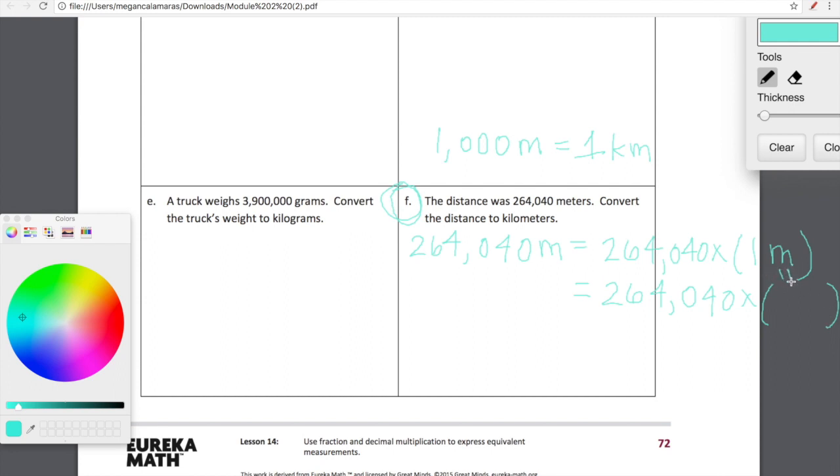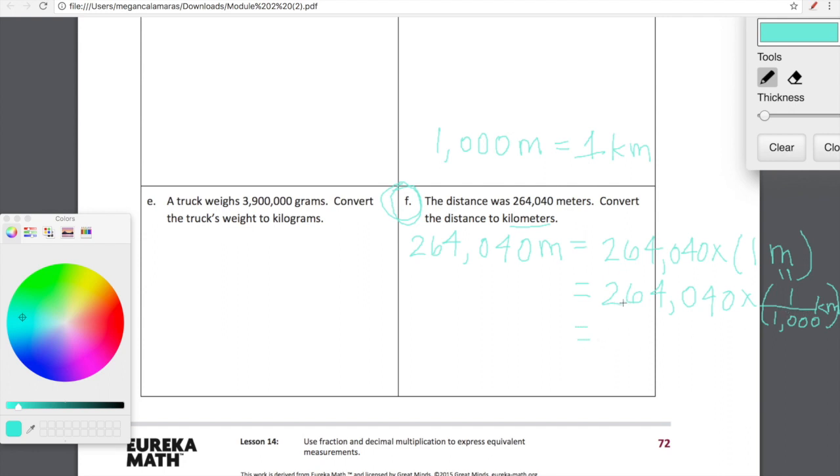So 1 meter is equal to how many kilometers, since we're converting to kilometers? There are 1,000 meters that live inside 1 kilometer. So if you are looking at 1 meter, that is not a full kilometer. That is a fraction of a kilometer. In fact, it is 1,000th of a kilometer. It takes 1,000 meters to make up 1 kilometer. Okay, so now we're actually going to do that multiplication.